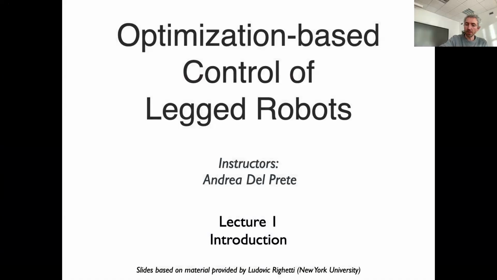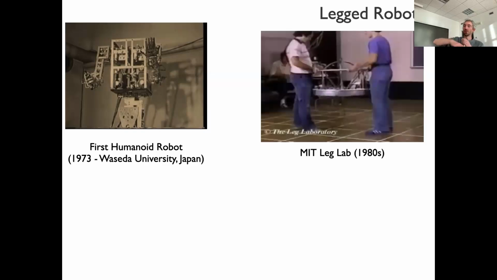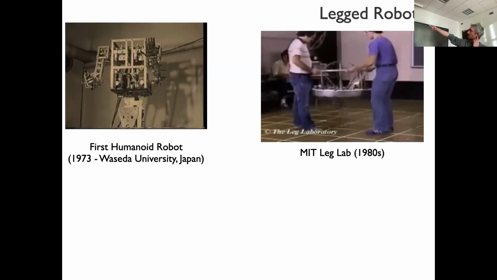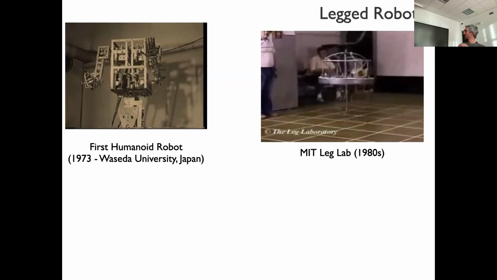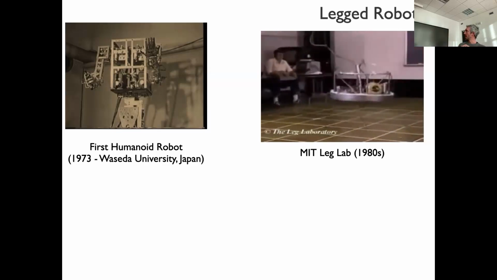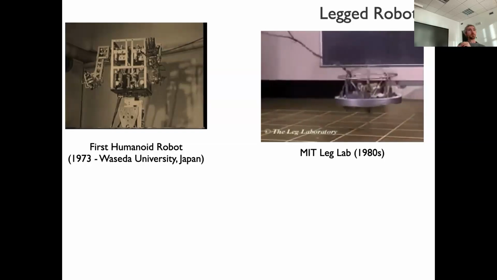So before we start delving into the math, I've prepared a few videos to show you some of the remarkable legged robots that history has seen. There in the top left, you can see the first humanoid robot ever developed. It was in '73 in Japan. I don't have a video of that, unfortunately, I just have that picture.